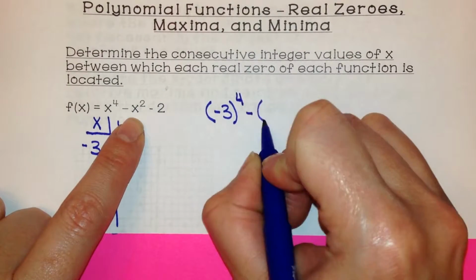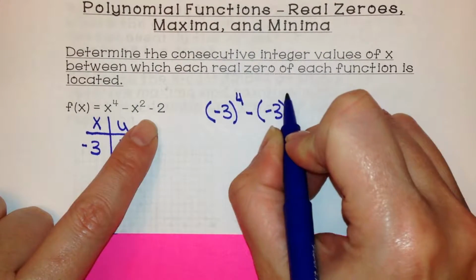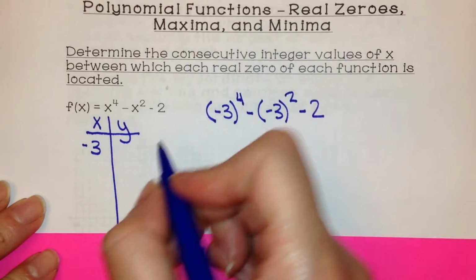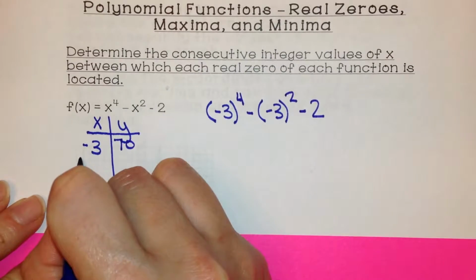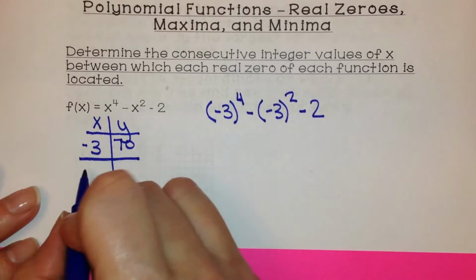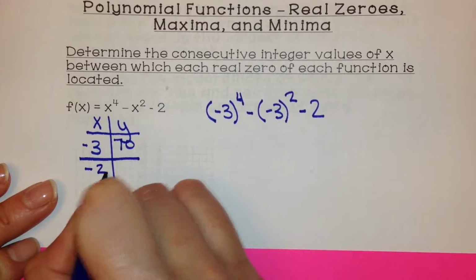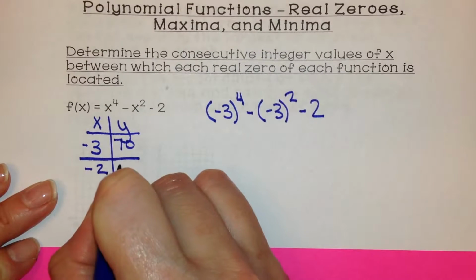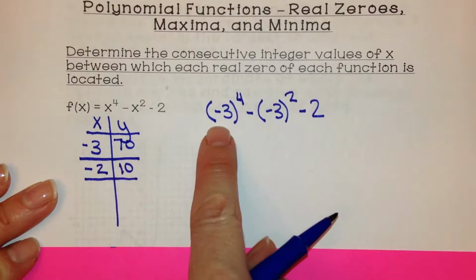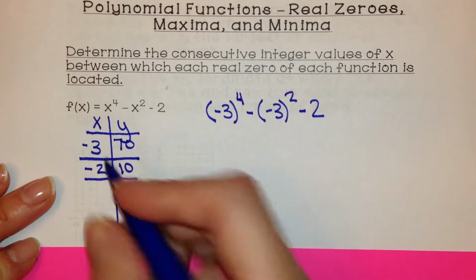All right, minus -3 squared minus 2. So when I type that in, I get 70 out. Just going to go through and do a few more. So work my way towards 0. So I'm going to plug in -2. Gives me 10 out. And again, I do the same thing, just plugging -2 in for x.